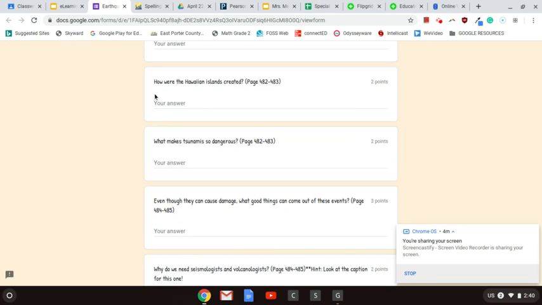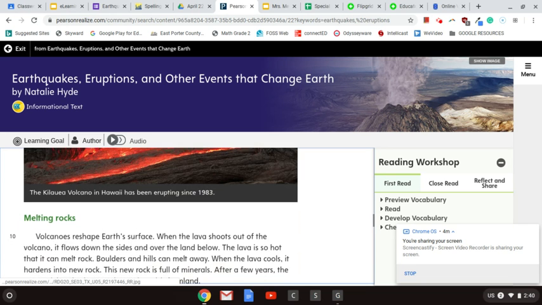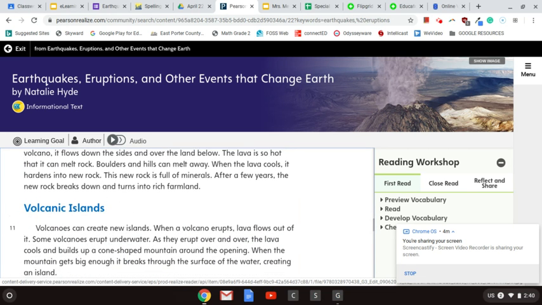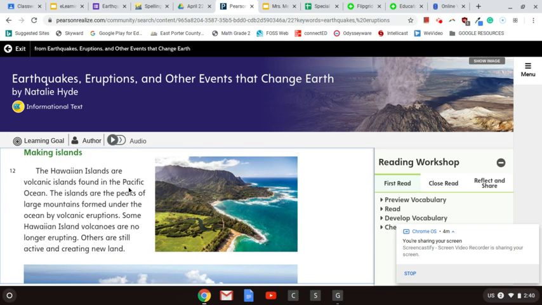Next question says, how are the Hawaiian Islands created? Page 482. Looking for those words, Hawaiian Islands. Oh, there they are. The Hawaiian Islands are volcanic islands found in the Pacific Ocean. The islands are the peaks of large mountains formed under the ocean by volcanic eruptions. So, here we go. They are the peaks of large mountains formed under the ocean by volcanic eruptions.